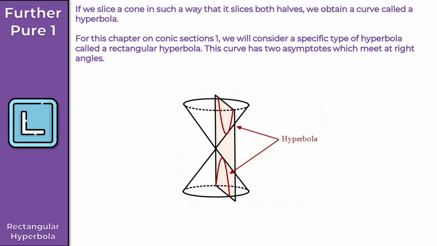So for this chapter here on conic sections 1, we're only going to consider a specific type of hyperbola called a rectangular hyperbola. So this curve then has two asymptotes which meet at right angles. So for the next chapter on conic sections 2, we do start to look at hyperbola in more detail, but for this chapter here on conic sections 1, we're only concerned about rectangular hyperbola. So let's introduce then rectangular hyperbola more formally.